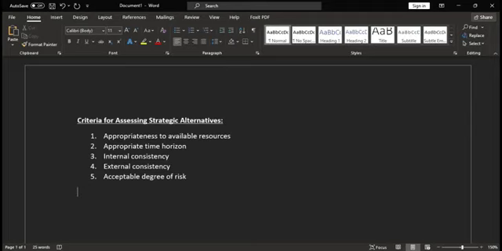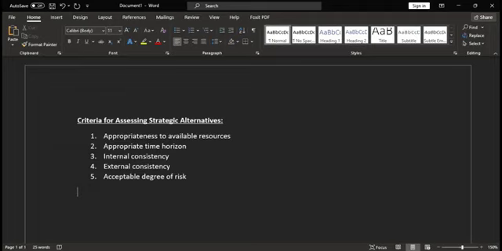The third is the internal consistency. This talks about the proposed strategy must be assessed as consistent with established mission statements, values, and objectives. The selected strategy must fit these and other strategic elements.